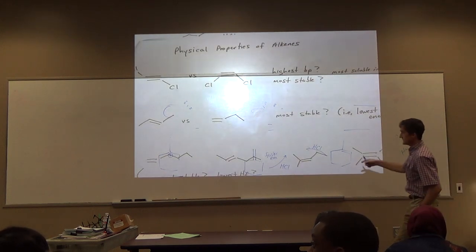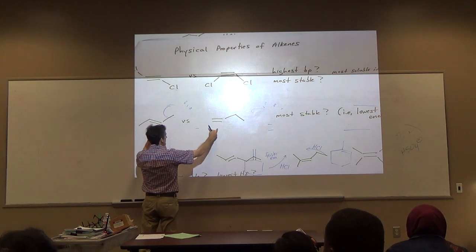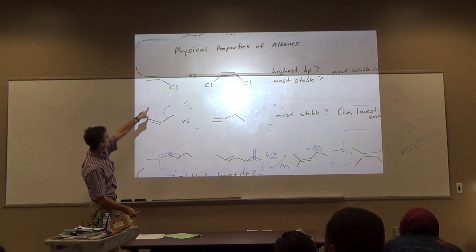The one above is the same as below. Which one's more stable? They're isomers. Which one's more stable? Left one. Disubstituted is more stable than monosubstituted, okay? Up top, which one is more polar?